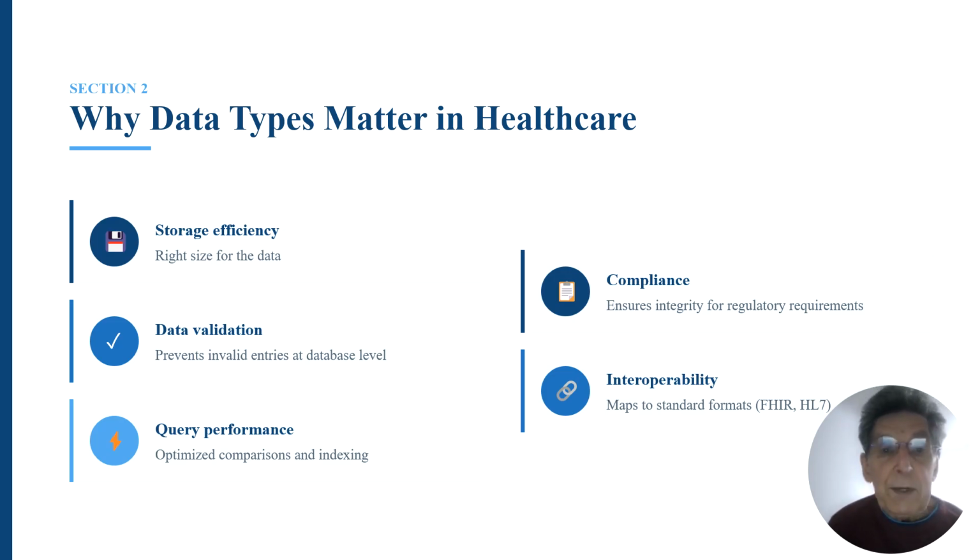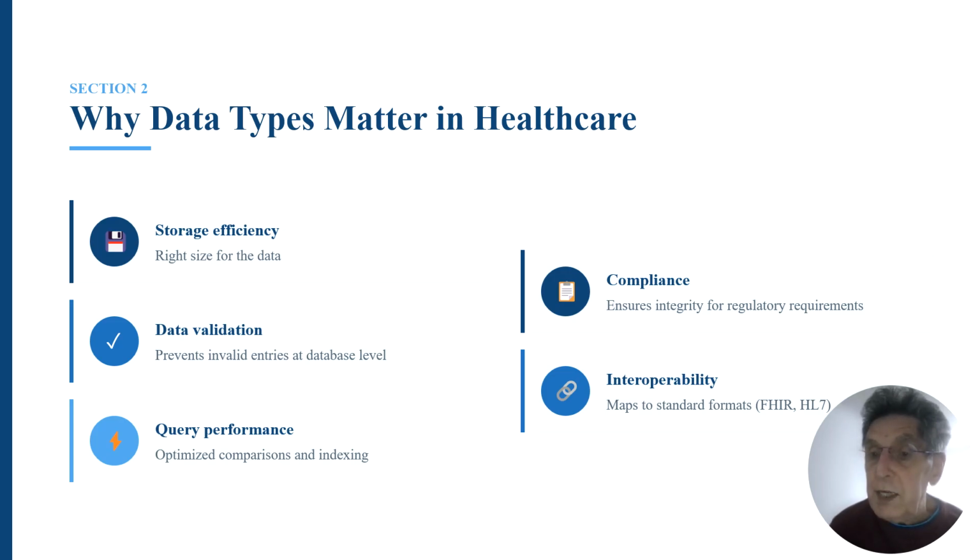So what types of data matter in healthcare? Choosing the right data type isn't just academic, it has significant consequences. Firstly, storage efficiency. An integer takes 4 bytes of physical space. A big int uses 8. If you're keeping millions or billions of values, that can make a big difference. So you can make a difference of terabytes in the size of your files.